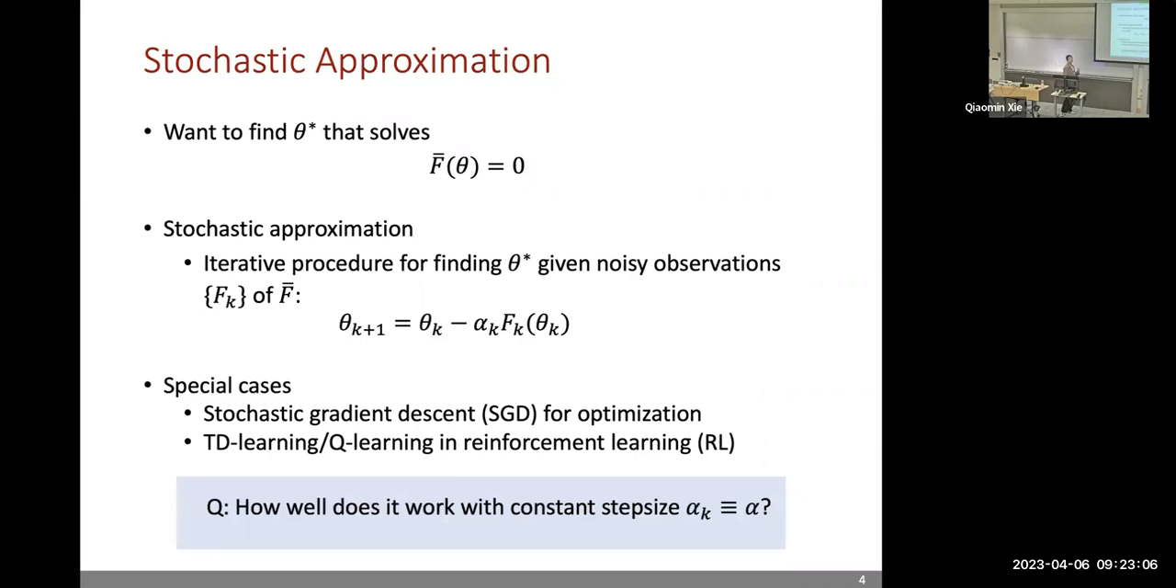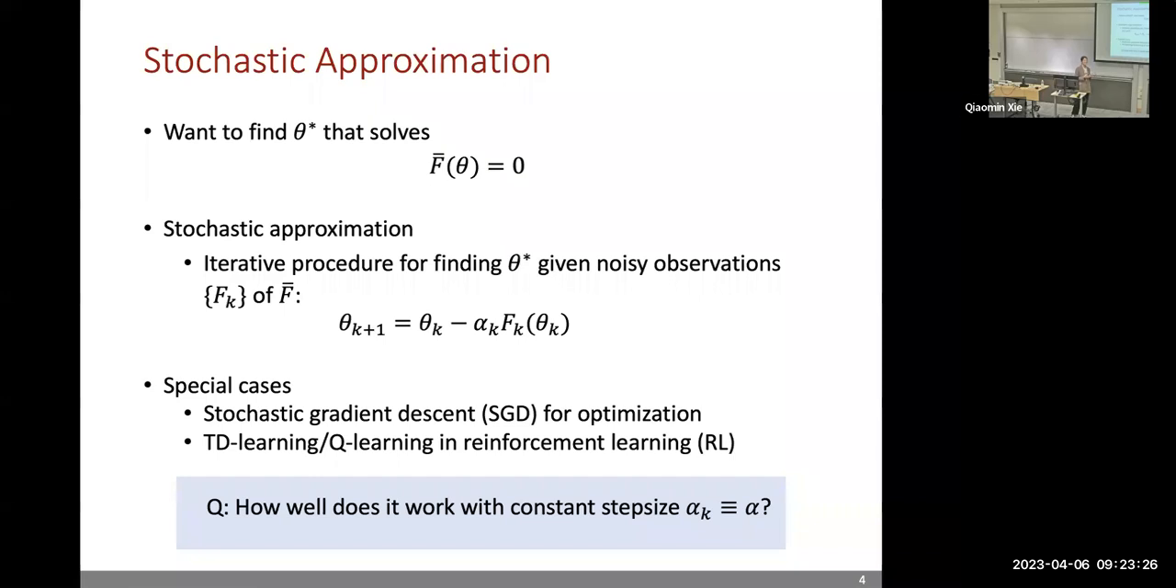And the question we want to address in this talk is how this SA procedure works if we use a constant step size across all the iterations. What if we used a constant step size alpha? There are several reasons why we are interested in this problem.